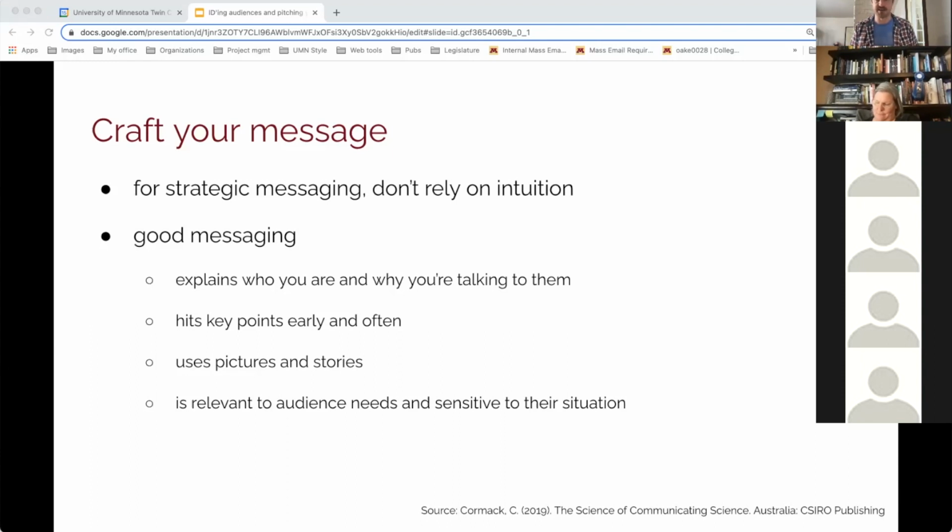Good messaging then starts with knowing whom you're talking to, explaining who you are and why you're talking to them. It hits your key points early and often. It uses pictures, imagery, analogies, ideally, and it's relevant to your audience and sensitive to their place in the world.